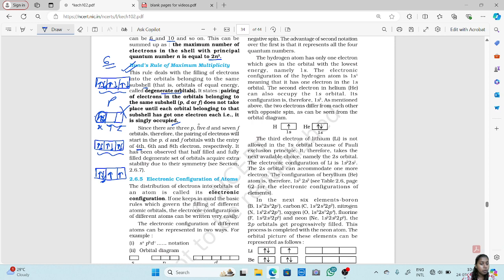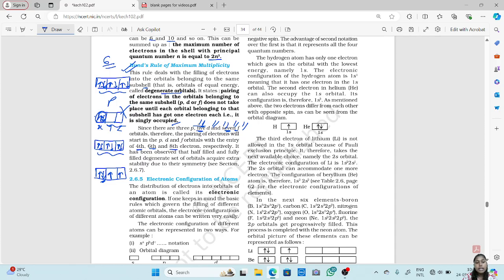Similarly for d orbitals. D orbitals have 5 orbitals, right? So 1, 2, 3, 4, 5. 5 electrons are added already. Now the sixth one will start the pairing, then 7, 8, 9 and 10. So the sixth one is the one which will start the pairing. Now for f orbitals you have 7 orbitals. First each of the 7 orbitals will be filled with 1 electron and the 8th electron will start the pairing. This is what Hund's rule of maximum multiplicity states.